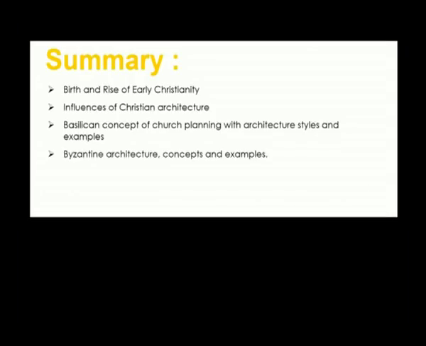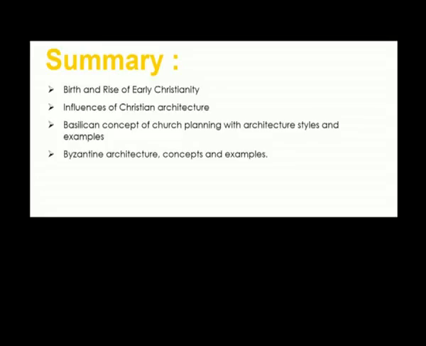So basically, summarizing what we saw today, we saw the birth and rise of early Christianity, how it was born, how it grew, and what it became. The influences on Christian architecture, and of Christian architecture on various different existing buildings. The Basilican concept of church planning with its architecture styles and examples, and how it evolved into the Byzantine style of church planning, and its architecture styles, concepts and examples.